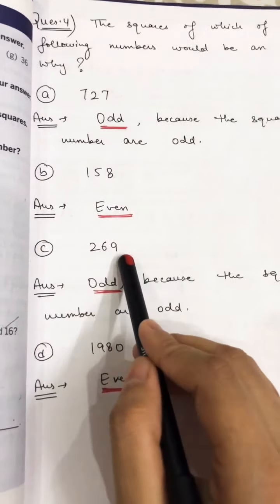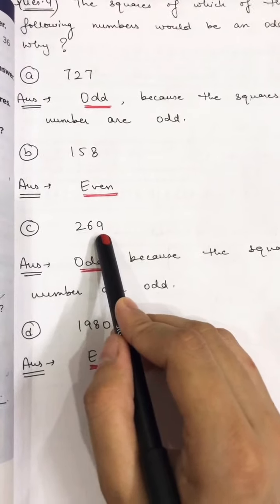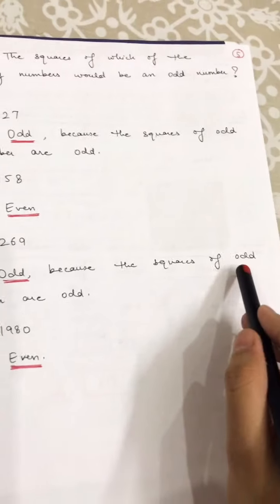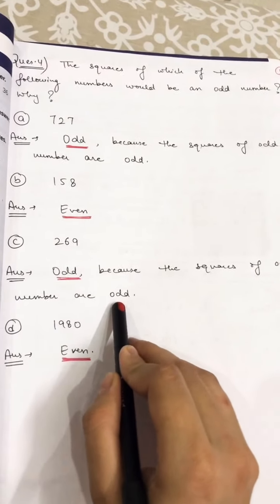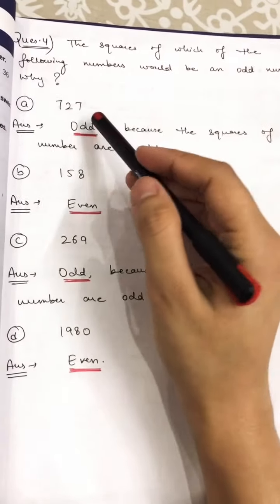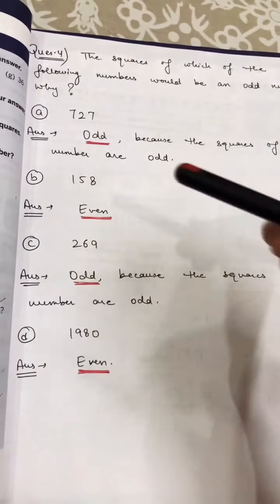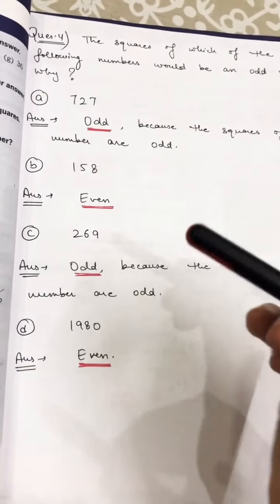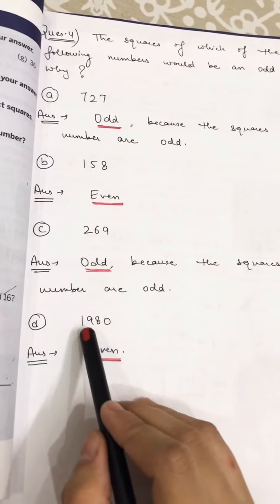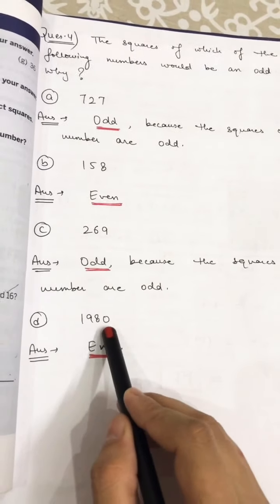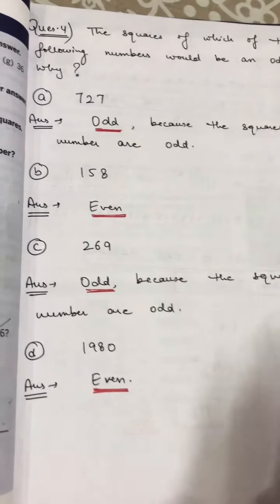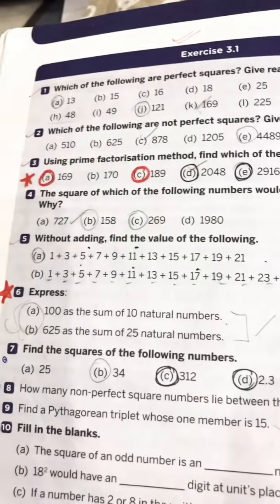Next is 269. It is an odd number. So you have to write that it is an odd number because the squares of odd numbers are always odd. It is very, very simple. You just have to see if the number is odd, then the square will be odd. If the number is even, then the square will be even. Very simple. Last is 1980. It is an even number, so the square will be even. This is question number 4. We have done all the 4 parts.